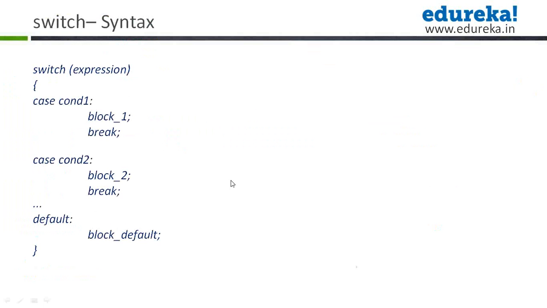Moving on, I come to the switch case construct. How to use switch case in Java? You write the switch keyword right here. You pass an expression within that. On the basis of this expression, you make different cases, like case condition 1. If expression is equal to condition 1, then it will only execute block 1 and it will get out of the switch case using the break statement. Okay, break means it will get you out of the switch case.